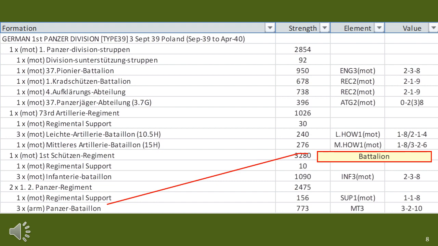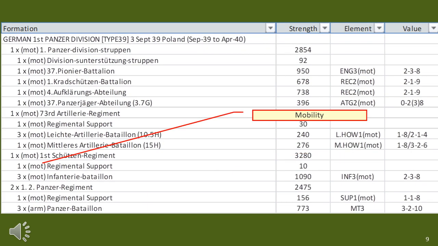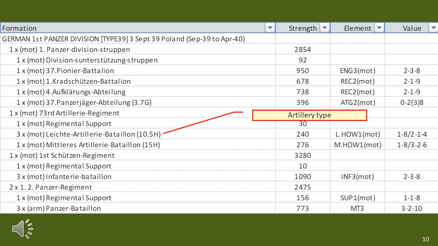In front of many of the formation levels, in this case the battalion name, is a mobility symbol, which could be motorised, horse, cycle, armoured, and so on. If there's no symbol, it's basically going to be on foot. In some battalion formation names, an idea of the weapon within is provided. In this case, this is a battalion which consists of 10.5 centimetre howitzers. Above this entry, you will see a 3.7 G symbol, which is a 3.7 centimetre gun, which in this case is an anti-tank gun.